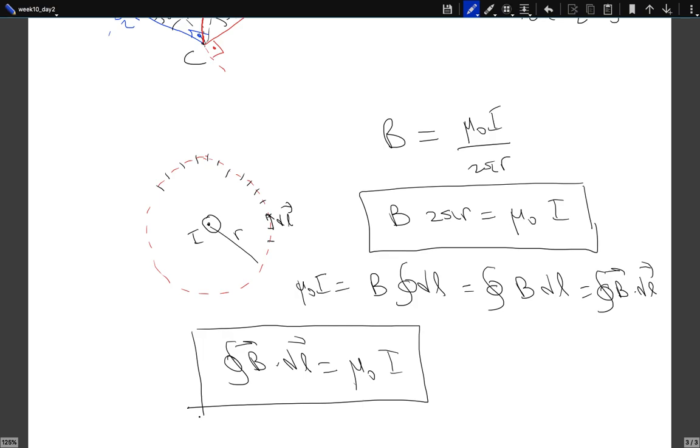Now, of course, for this expression, we use a special form of the loop. We assume the circle. Furthermore, we assume the special wire. It's an infinite straight wire. But it turns out that this relation is true for every wire, for every loop.